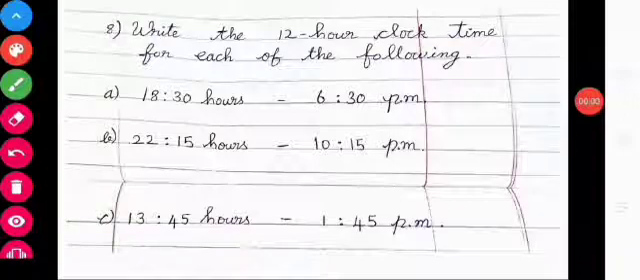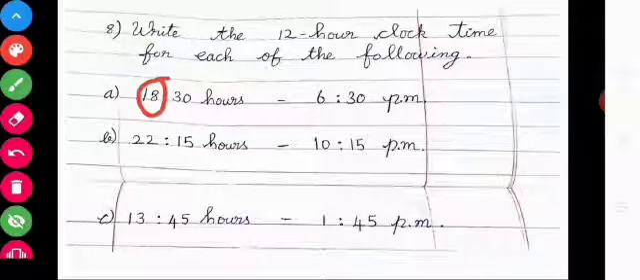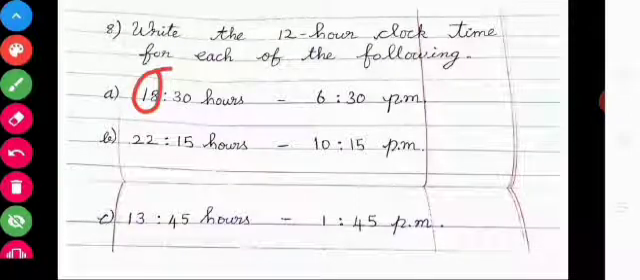See the next one. Write the 12-hour clock time for each of the following. The basic rules for converting a 24-hour clock time to 12-hour clock time: if the number on the left of the 24-hour clock time is less than 12, then the time is in AM. If the number on the left is more than 12, then the time is in PM.